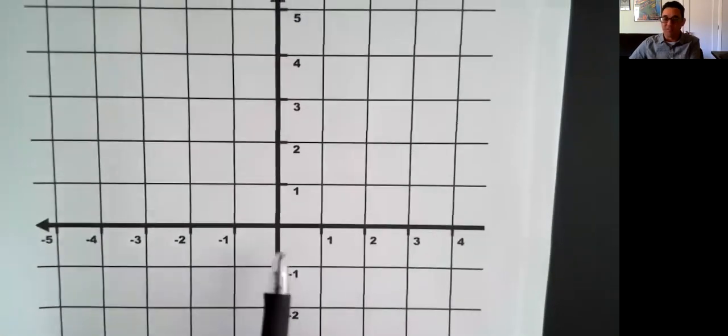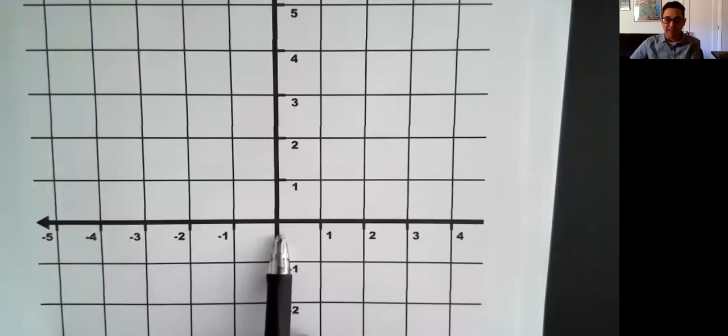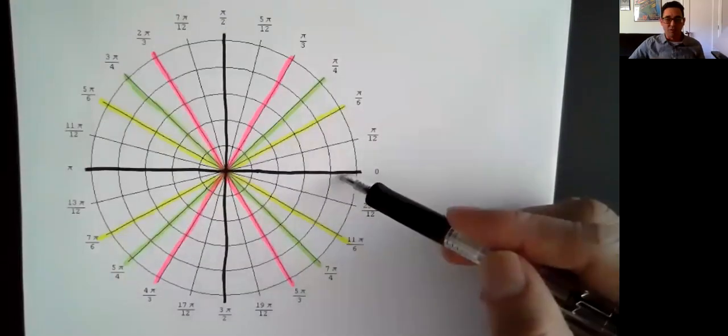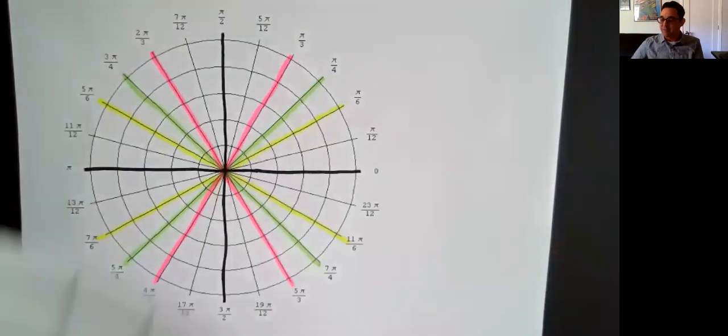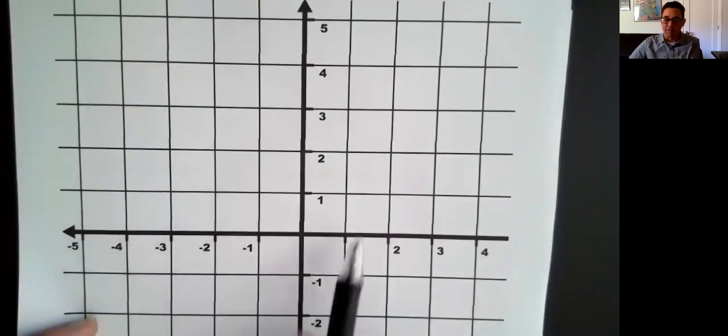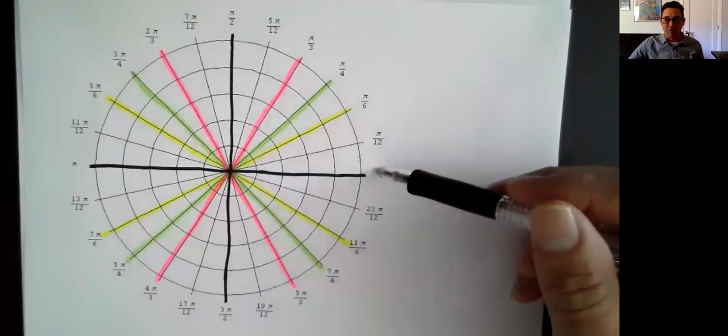Everything that we were able to do on what we call now the rectangular grid, we can do on a polar grid. So this kind of means that everything you've started to learn about this, you now have to relearn how to do on this.